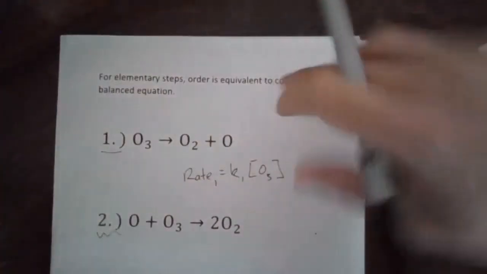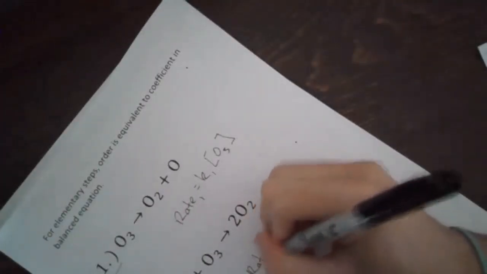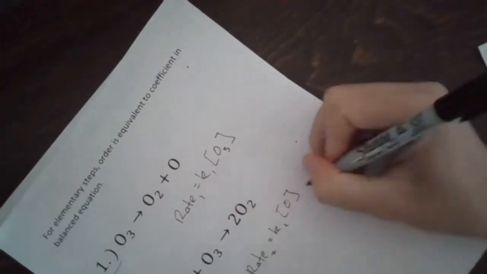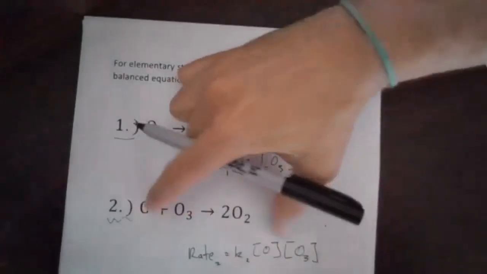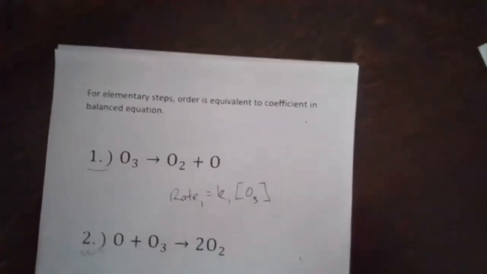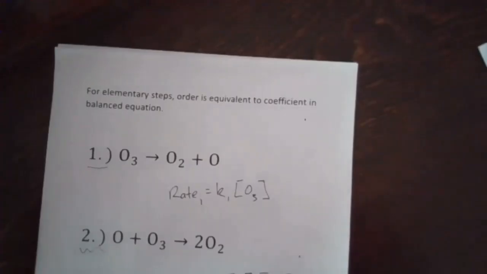For step 2, we can define rate 2. Again, there's going to be K2. This time I have O atoms and O3 molecules. The coefficient on that is 1, so the exponent is 1. The coefficient on that is 1, so the exponent is going to be 1. So when we have elementary reactions, that is no longer just an overall reaction, but you are explicitly describing a single collision between molecules. That is when the order is going to be equal to the coefficient in the equation.